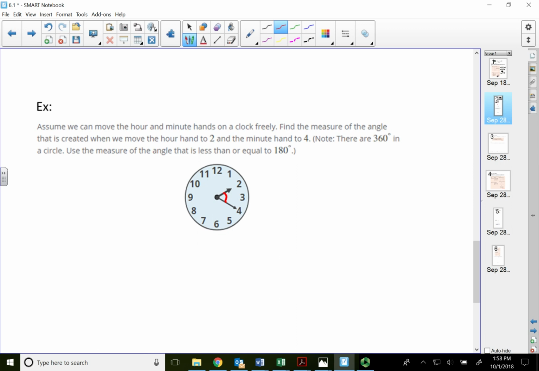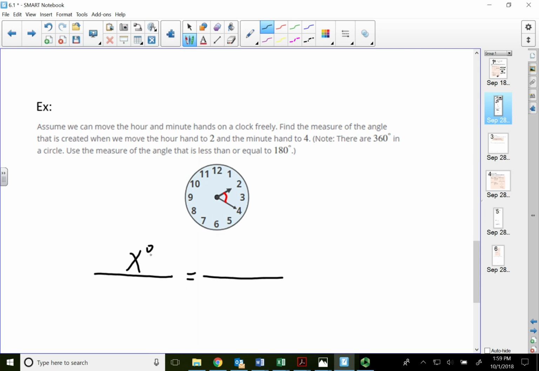We're going to use the idea of angles associated with the clock to figure out exactly how many degrees this is. Let's just call this the unknown angle. From Module 4, we learned how to solve proportions, so that's what I'm going to do. My x is going to be my angle. I'm going to put a degree symbol up here.